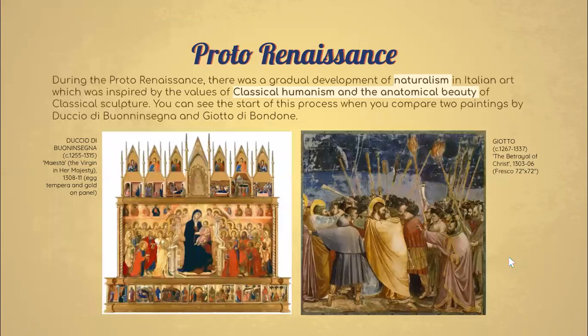Okay, so during the Proto-Renaissance, there was a gradual development of naturalism in Italian art, which was inspired by the values of classical humanism and the anatomical beauty of classical sculpture. You can see the start of this process when you compare two paintings by Duccio di Buoninsegna and Giotto di Bondone. I'm Italian, so I should say this long name, no problem. The latter one was a little easier to say.